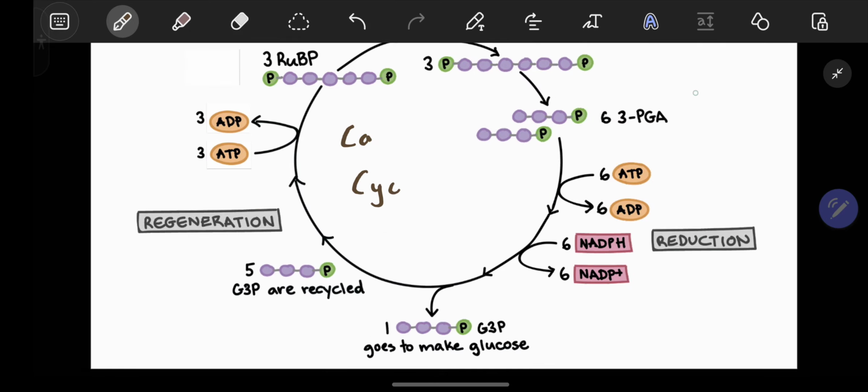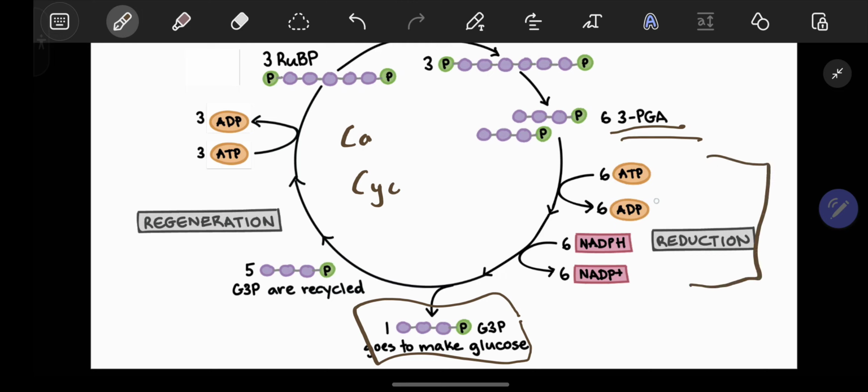The next step is reducing these PGAs into G3Ps right here, which are kind of like the step before glucose. So these are 3-carbon molecules, just like the PGAs, but they are reduced, meaning they gain electrons, and through a series of reactions eventually make G3Ps. And this reduction process takes up ATP.